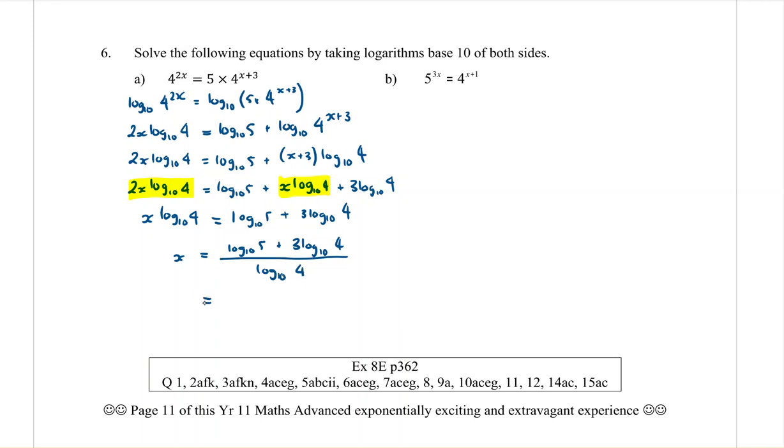And because they are all log base 10s, you could work that out as a decimal as well. So you could type it all in. And I did it and got 4.16. That's rounded to 2 decimal places.